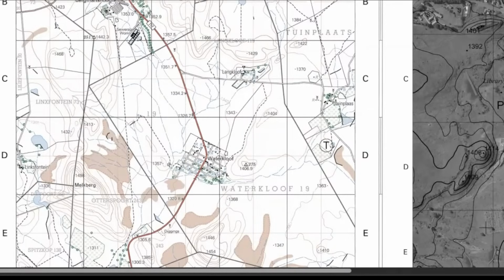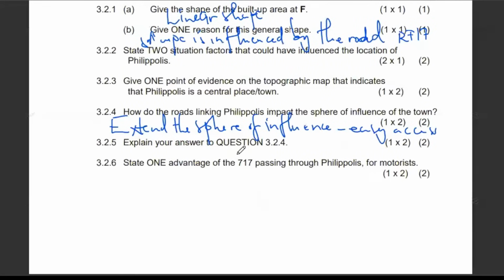Our next question is saying, explain your answer. I think I've explained by that explanation. Because of the roads, there is easy access. People can easily access Philippolis. There is easy access into Philippolis.